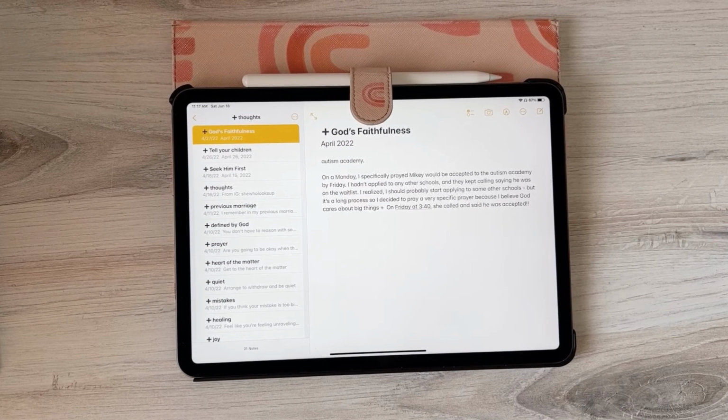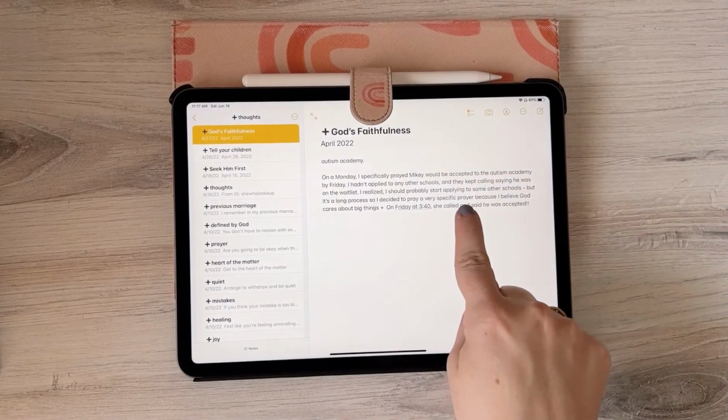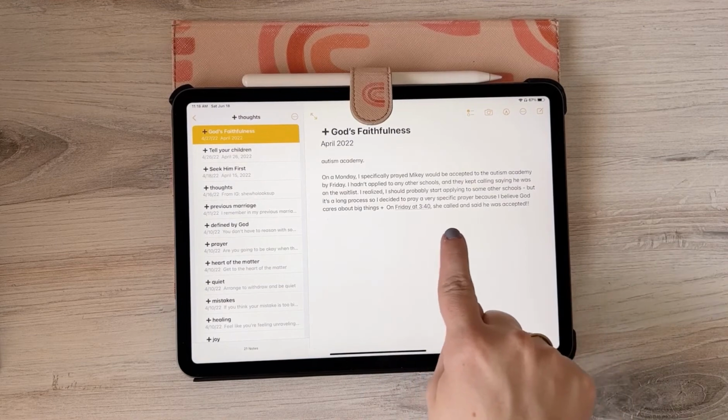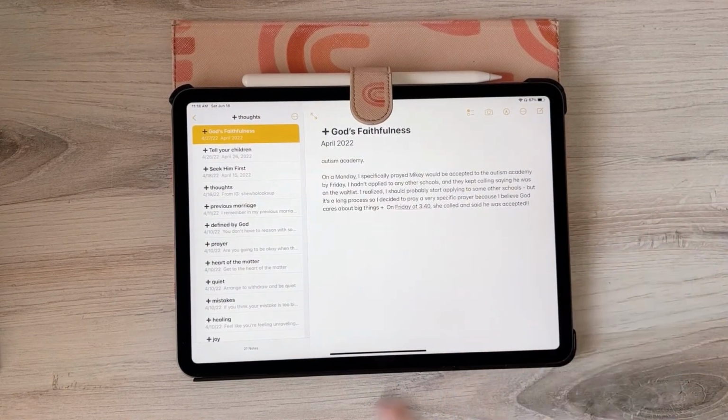I hadn't applied to any other schools, we were on a wait list, and I was like, I pray that by Friday we know. So I even wrote in here, it's a long process, so I decided to pray a very specific prayer because I believed God cares about the big things. Plus, I think I was going to write small things. On Friday at 3:40, she called and said he was accepted.